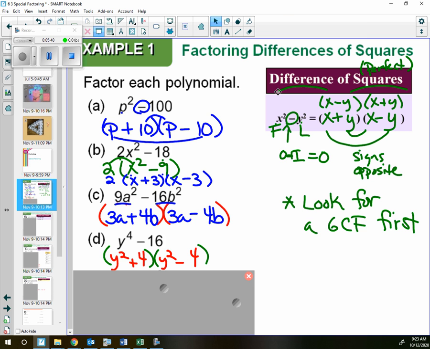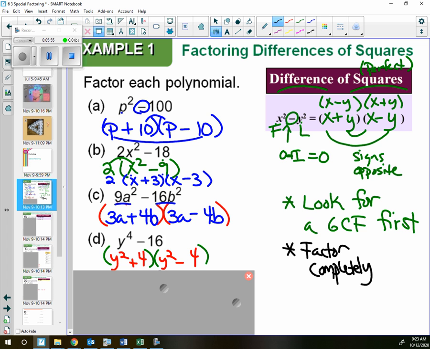Now what's interesting on this one, another thing to note over here in our little list of strategies to think about: always factor completely. Factor completely means see if you can go further. Like in that one, we had to take out a GCF and then we could do difference of squares. This one, I did difference of squares, but now I think I can go further. This second binomial, take a look at that one. Is that also a difference of squares? y squared minus 4, 4 is a perfect square, isn't it? So we can actually go further.